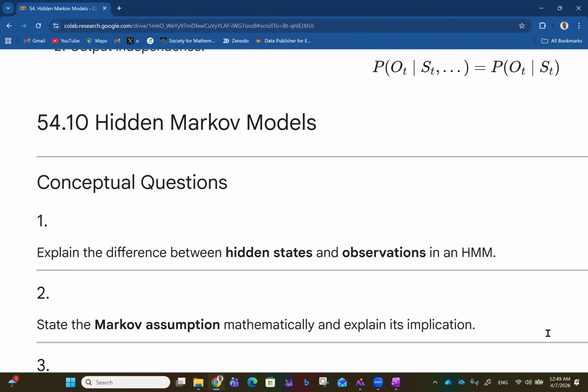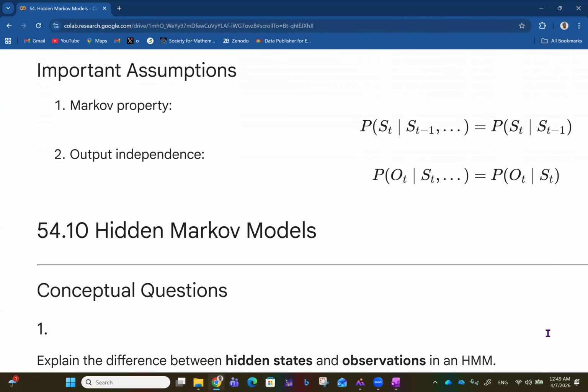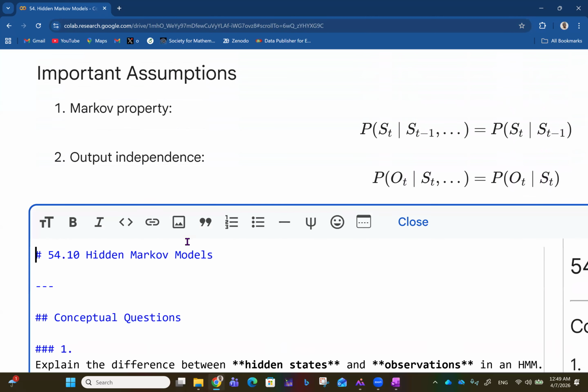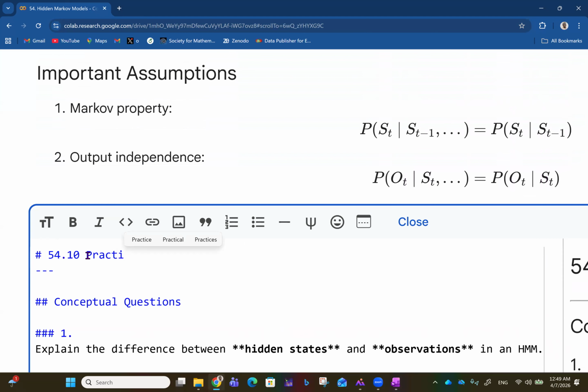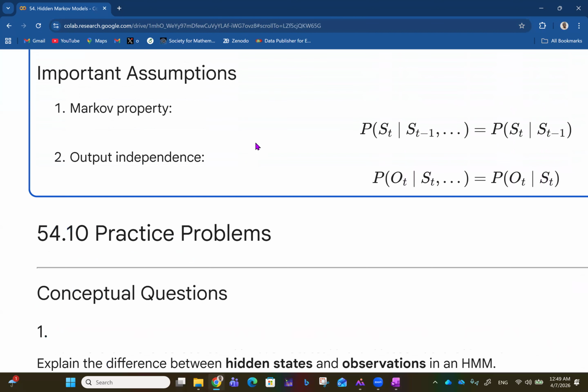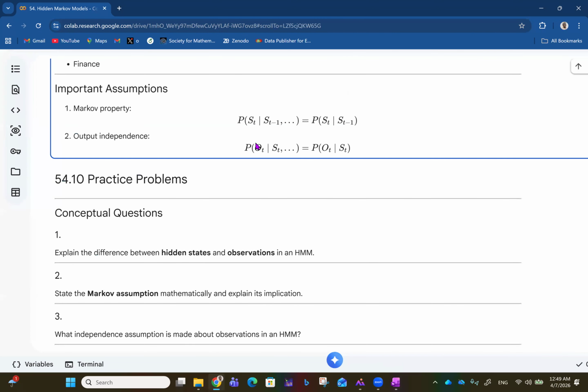So we then have, okay, I like to name this practice problems as usual. Practice problems. So there are some conceptual questions.